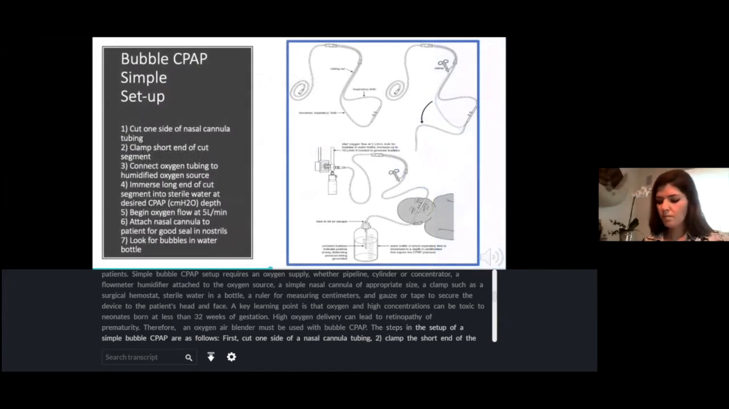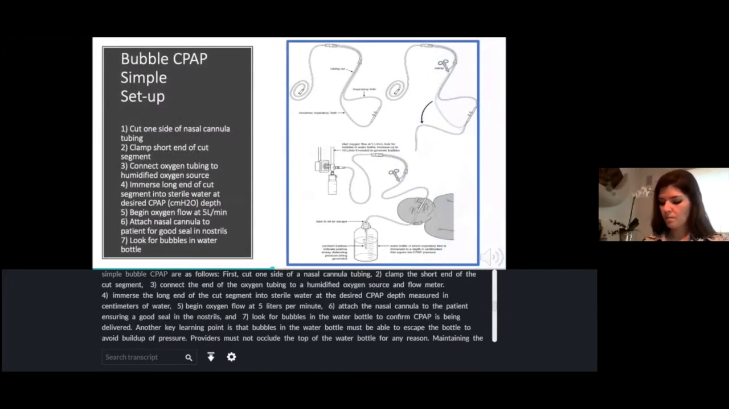The steps in the setup of a simple bubble CPAP are as follows. First, cut one side of a nasal cannula tubing. 2, clamp the short end of the cut segment. 3, connect the end of the oxygen tubing to a humidified oxygen source and flow meter. 4, immerse the long end of the cut segment into sterile water at the desired CPAP depth, measured in centimeters of water.